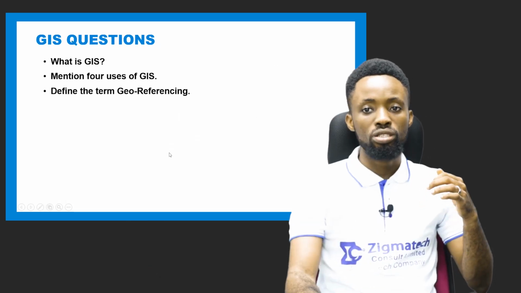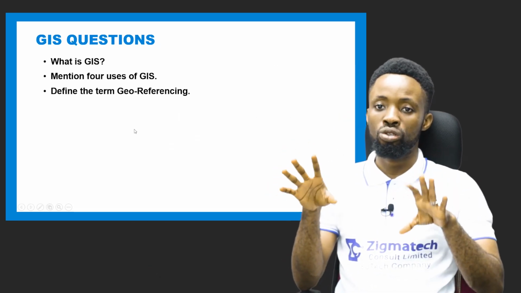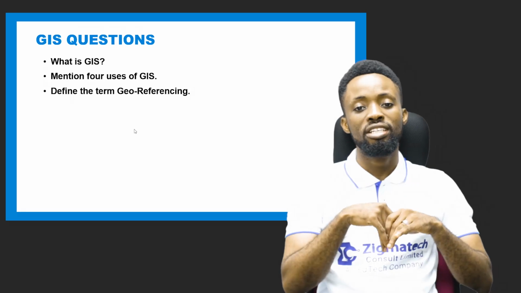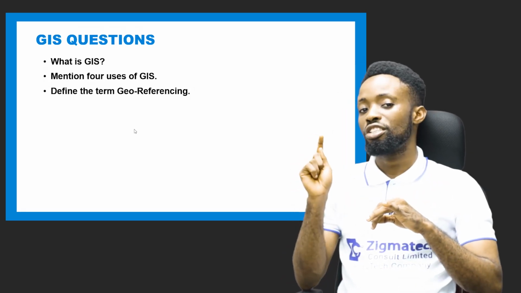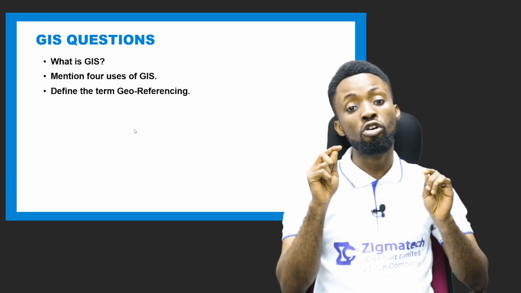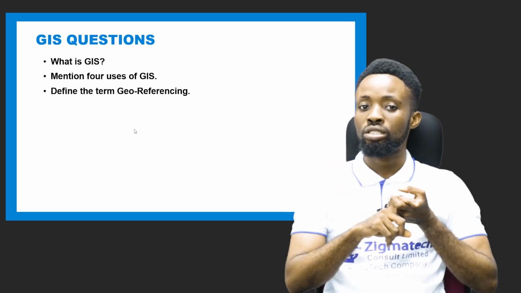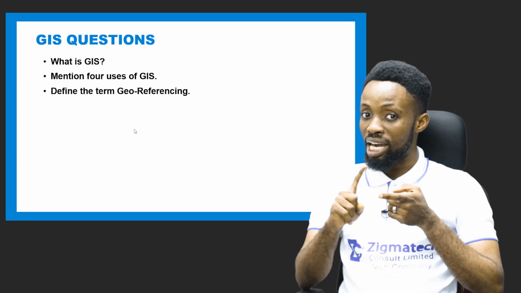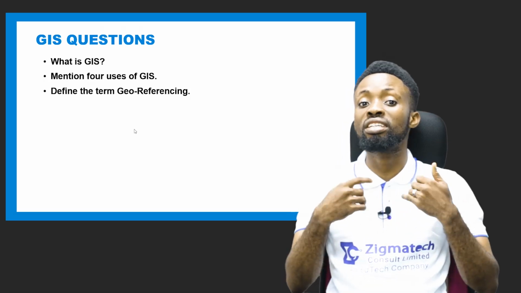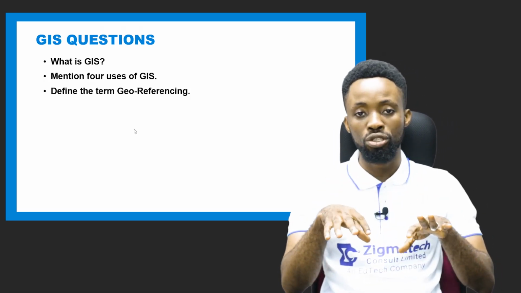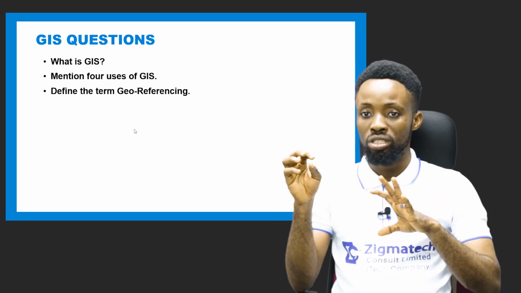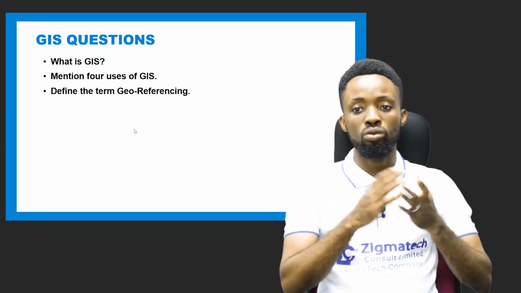So let's look at some questions on GIS. Now the first one says, what is GIS? First and foremost, GIS stands for Geographic Information System. And we can define GIS as a computer system that collects data, analyzes the geographical data, processes the data, stores the data, and presents this data in the form of information. So any computer system that can do such is called a Geographic Information System.